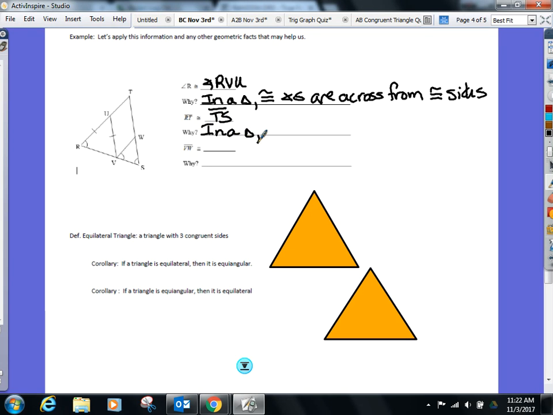Now this is going to be slightly different, because what did we just prove? Sides, so I got to put the sides first. Whatever you just proved, that's what should go first in that theorem. So congruent sides are across from congruent angles.